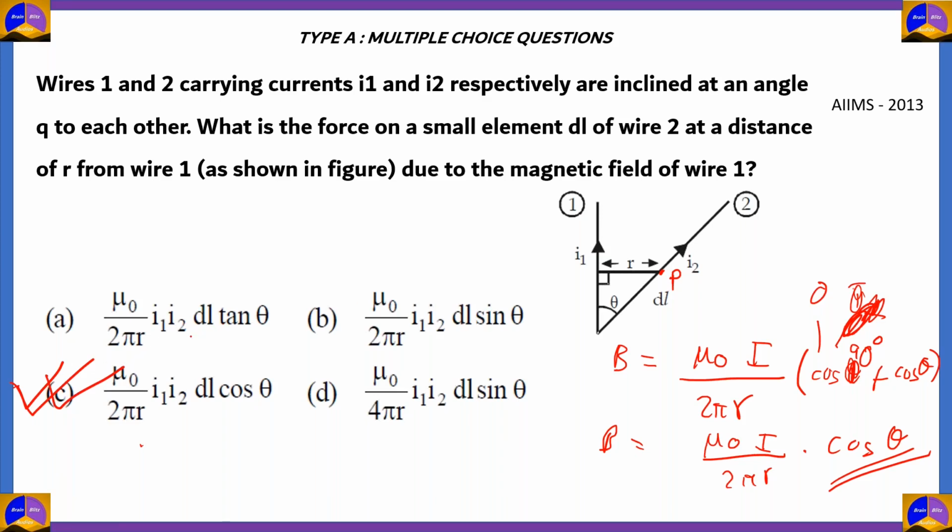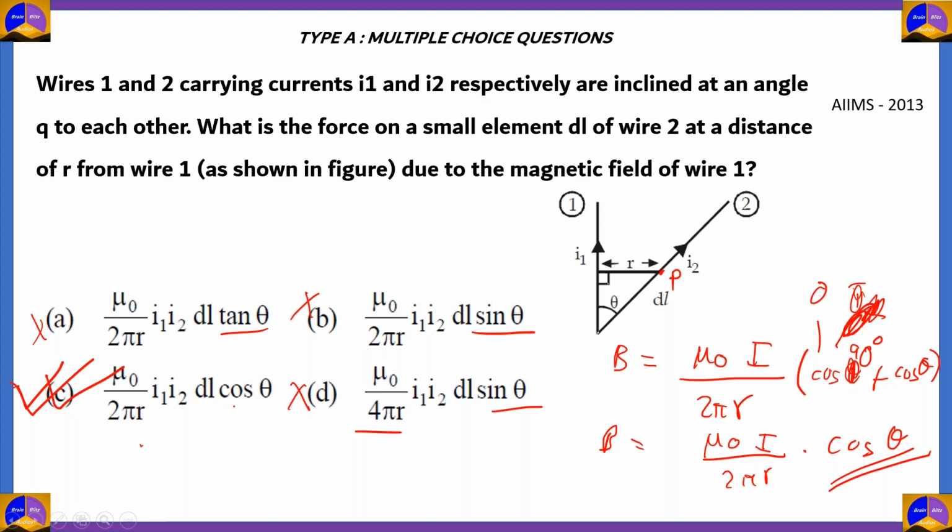In options A and B, the ratio of the angle is different. It's tan and sine. That's incorrect. And in option D, it is 4 pi r and then there's a sine theta. So both these aspects make option D incorrect. The right answer is option C.